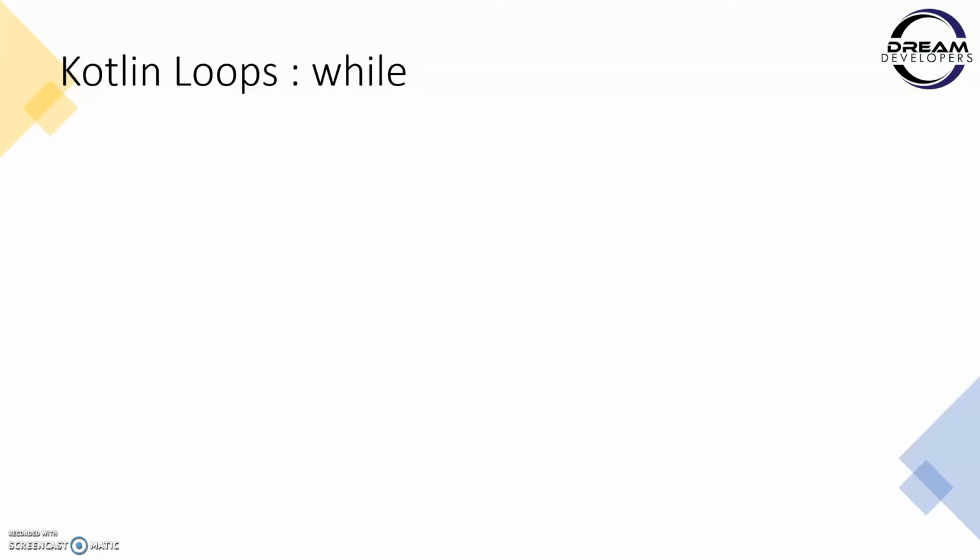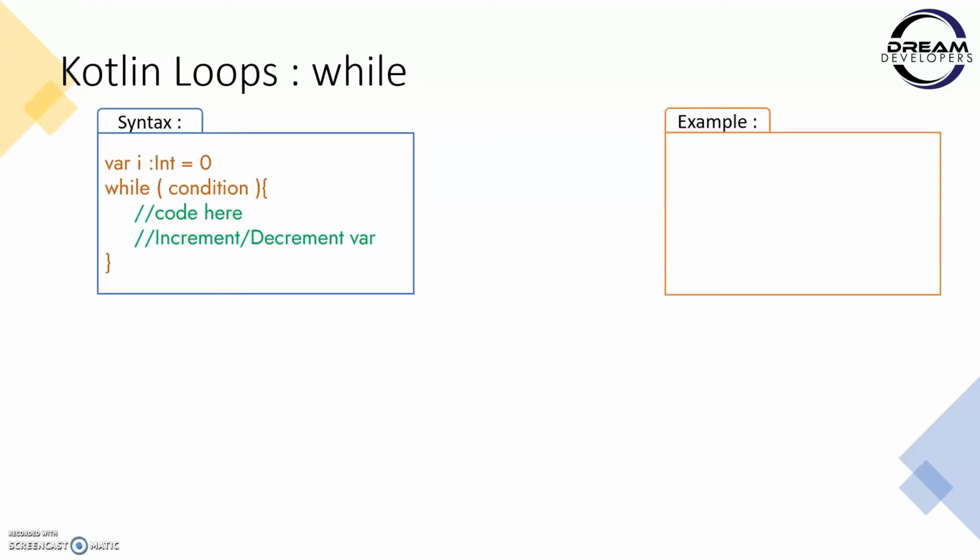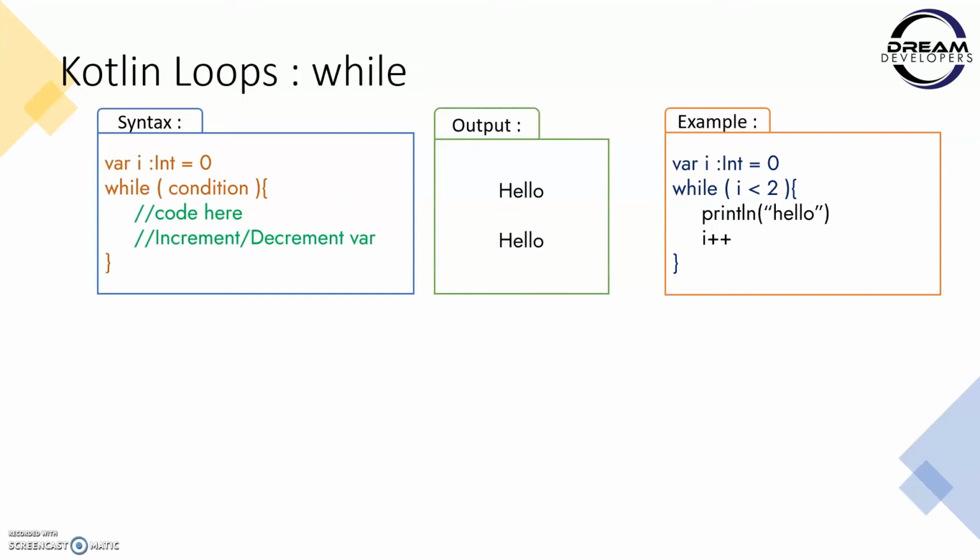So let's see the syntax of the while loop. First, we have to initialize the variable, then write while. In this bracket, we pass the condition, and then first we write the code, and after that we increment or decrement the variable. So let's take the above hello example. First we initialize the variable i, then write while. In the bracket we pass the condition that i is less than 2, then print hello. After that we increment i, so this loop executes twice and hello is printed twice.